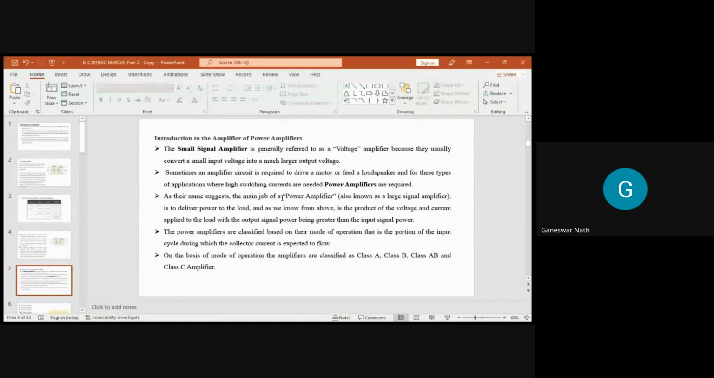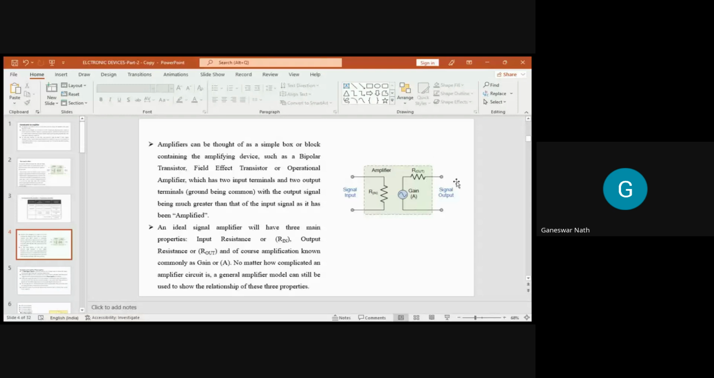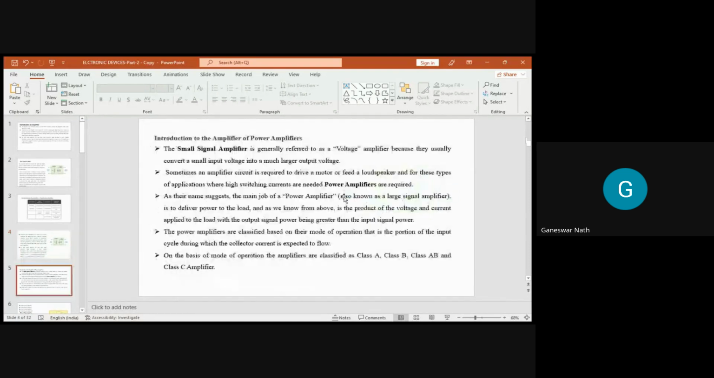So the power amplifier, as the name suggests, the main job of the larger signal amplifier is to deliver power to the load. As we know from the above, the product of the voltage and current is applied to the load, with the output signal power being greater than that of the input signal. That means the output power P is the product of voltage and current, which is much higher compared to the input power. So compared to the input power, you get a much higher output power here.